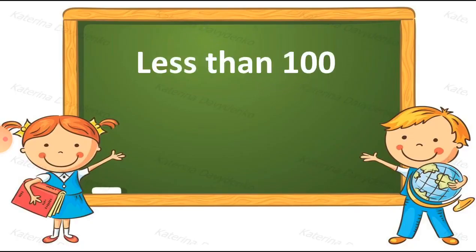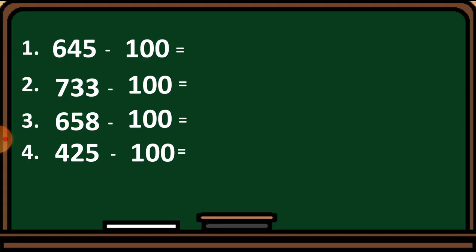Here less than 100 means minus 100. We have to take away 100 from the given number. Let's see how. Here 645. So we have to cut 100 from this 645, and we cut one from the hundreds place. So also we can get the answer. Let's see how. Here you can see we cut one from the hundreds place, and the tens and ones digits are as they are. So we get the answer 545.